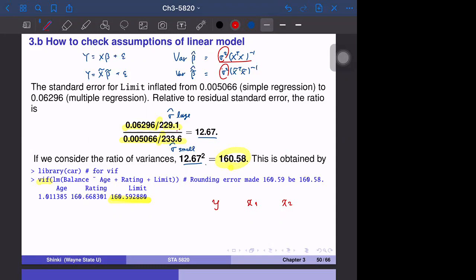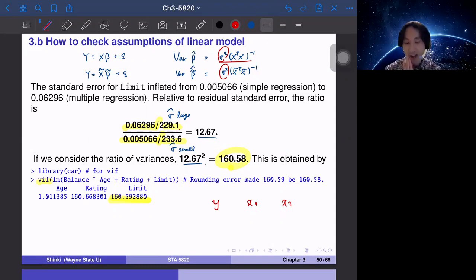Just the variance inflation factor is a more direct measure, right? So that you can see how much the variance was inflated. But basically, that's the same.